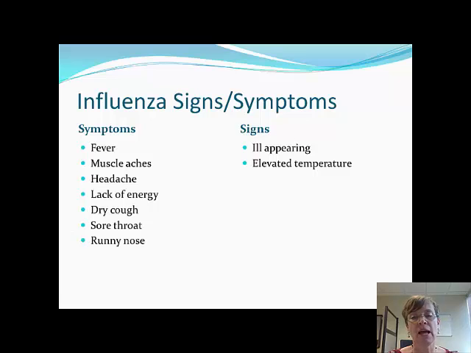As far as the signs, most individuals who have influenza will have just an ill appearance to them, and oftentimes when you check their temperature, it'll be elevated. So just in differentiating these two, the symptom of fever, they're telling you I've had a fever, and the sign, you're checking their temperature and finding they have an elevated temperature.